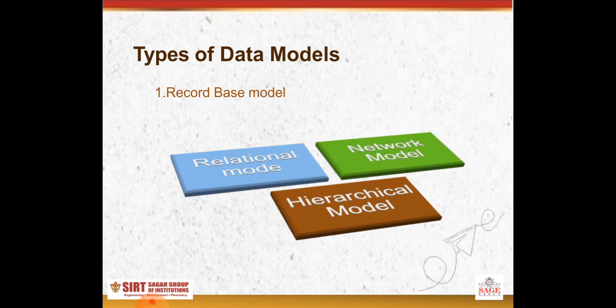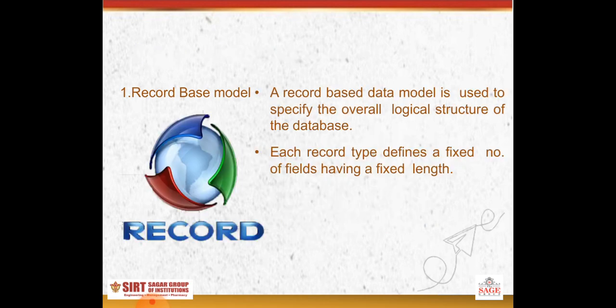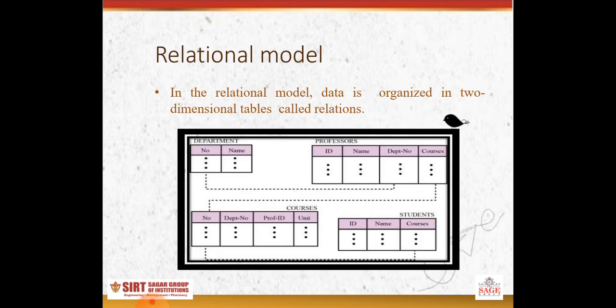In record-based data model, all this information is stored in the form of records. Basically, in record-based data model, there are three types of model: relational model, network model, and hierarchical model. Record-based data model is used to specify the overall logical structure of the database. Each record defines a fixed number of fields and has a fixed length. In record-based, the first model is the relational data model.